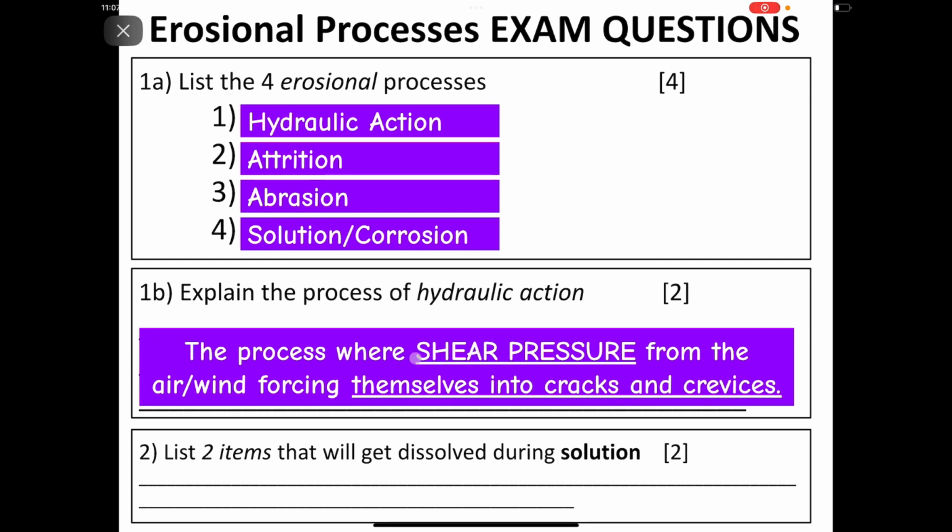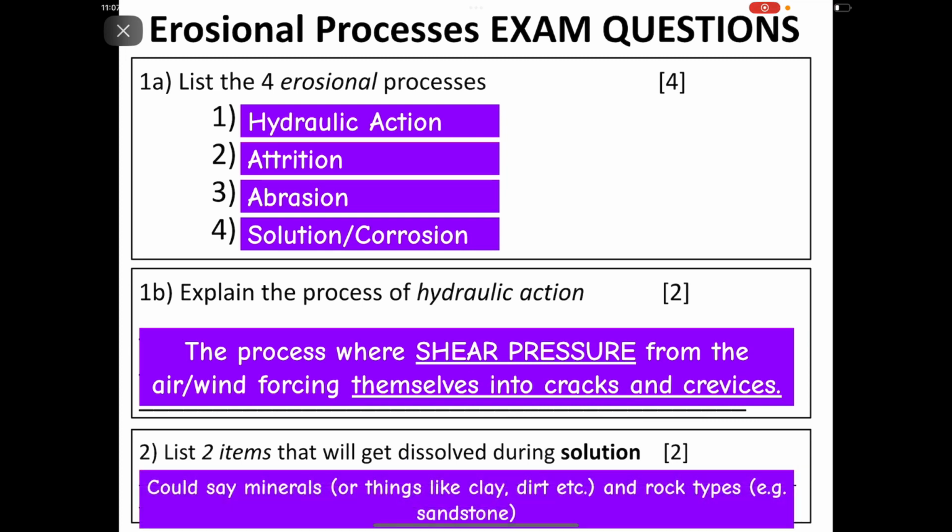And then it says list 2 items that will get dissolved during solution. Again, you don't have to probably go into a lot of detail for this, but you could have said minerals, or things like clay or dirt, and rock types, or like sandstone and limestone.